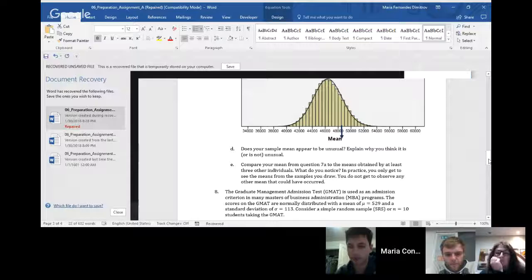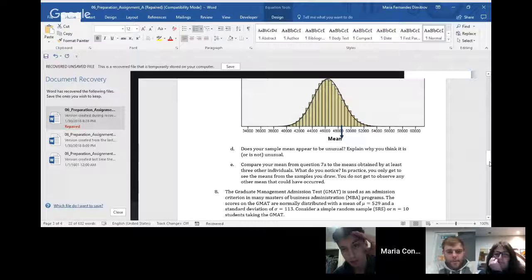So number 8. Yeah, I can read it if you want. The Graduate Management Admission Test, GMAT, is used as an admission criterion in many Master of Business Administration (MBA) programs. The scores of the GMAT are normally distributed with a mean of 529 and a standard deviation of 113. Consider a simple random sample of 10 students taking the GMAT. What is the shape of the distribution of sample means for all such samples?